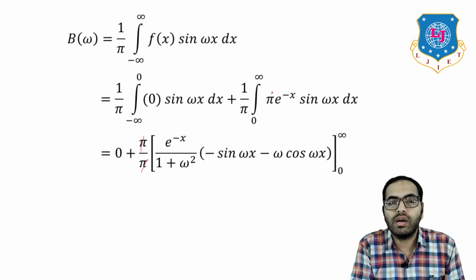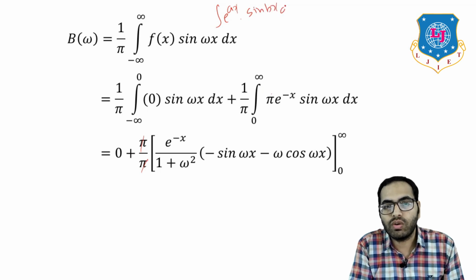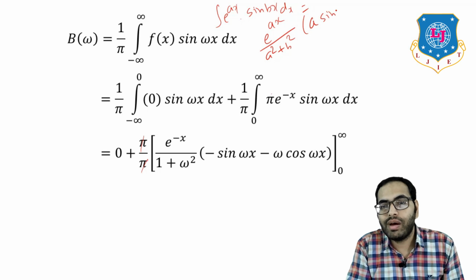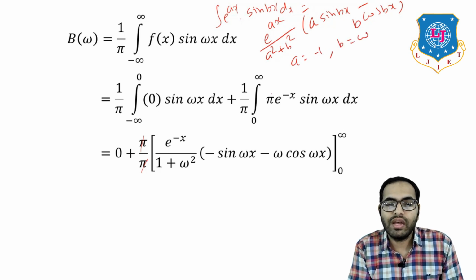Here in the remaining term, we have the formula: integral of e raised to ax into sin bx dx is equal to e raised to ax upon a square plus b square, into a sin bx minus b cos bx. In such a formula, the values are a equal to minus 1 and b equal to omega. Then e raised to minus x upon 1 plus omega square inside the bracket, minus sin omega x minus omega cos omega x.